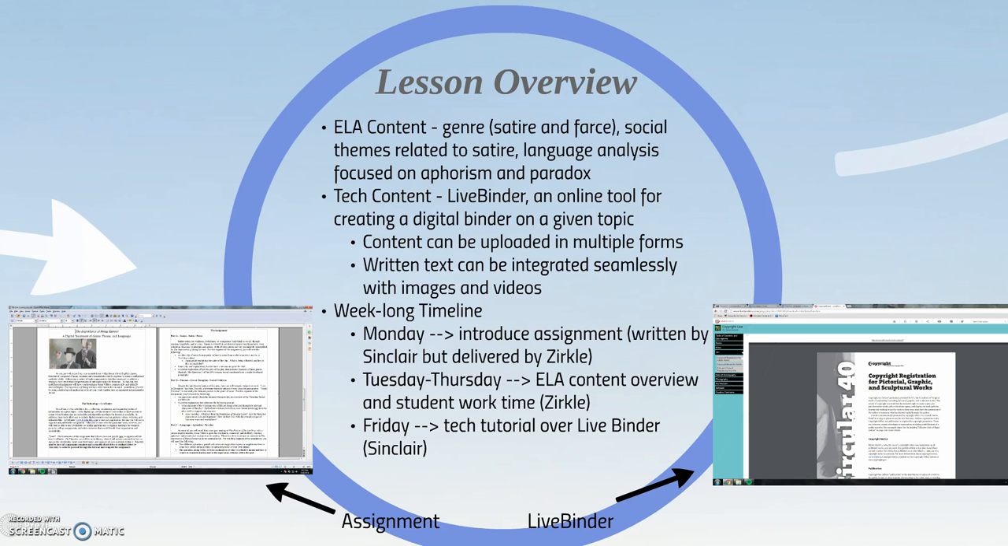We also had a kind of a timeline. I'm trying to break this into a full week where we introduced the lesson or the assignment itself early on, and I wrote that as the teacher librarian role, but the teacher, Mr. Zirkle, actually delivered it. Then he went through the actual content in the middle of the week, and then I ended the week on Friday by giving a tutorial for students over how to use LiveBinder to publish their assignment.